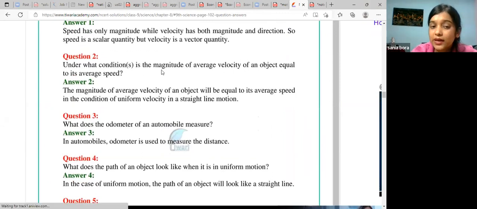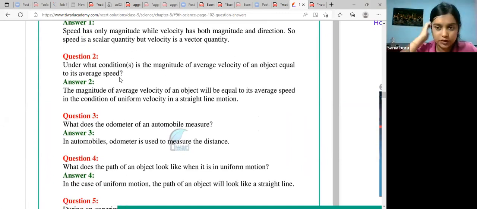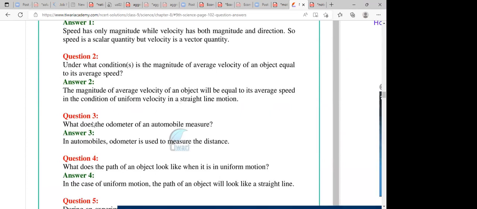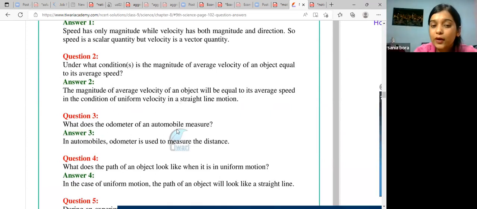Under what condition is the magnitude of average velocity of an object equal to its average speed? Very important question. Under what circumstances will the magnitude of average velocity of an object be equal to its average speed? It will be equal in the condition of uniform velocity, right? If they are moving with the same speed, in that case only it will be equal, right? Yes.